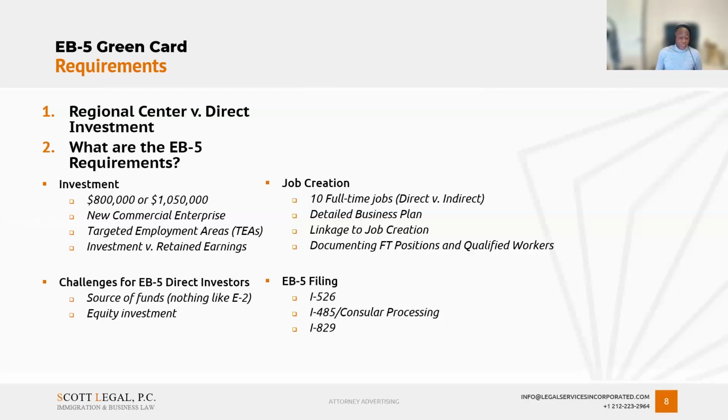The direct investment would be somebody that has their own business or is investing in a business. The amount they have to invest is either 800,000 or 1,050,000 in a new commercial enterprise. That's any enterprise that's been established after 1990. And the difference between the 800 and the 1,050,000 is if the business is started in a targeted employment area, so an area where the unemployment rate is 1.5 times the national average, or in a rural area.